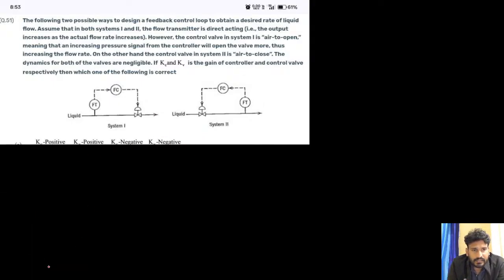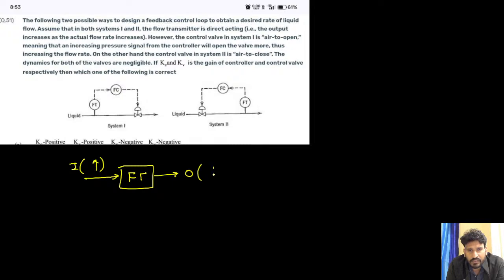Okay, it is saying that FT is direct acting. So this is my FT and FT is direct acting. This is my input and this is my output. So output increases as the actual flow rate increases, means if its input is increasing, its output is also increasing. And this is valid for both cases, means FT यहाँ पे भी direct acting है, यहाँ पे भी direct acting है.